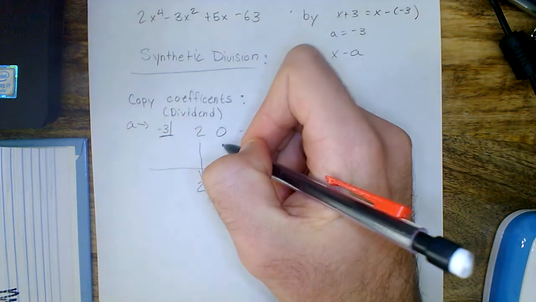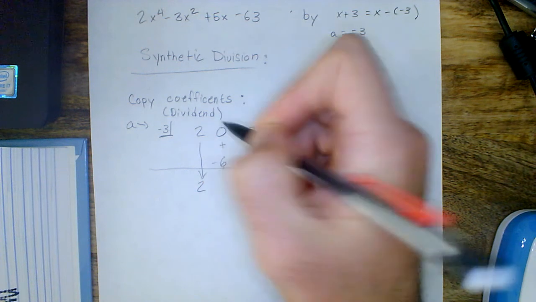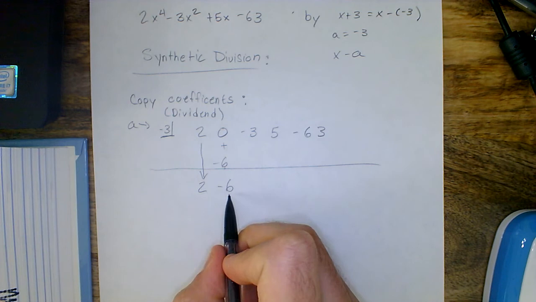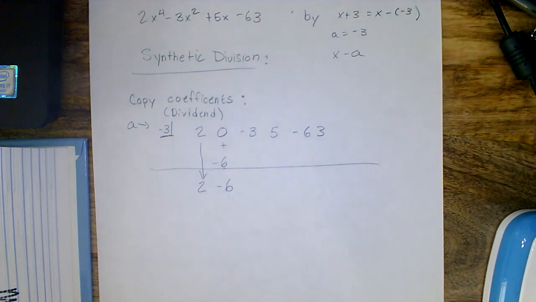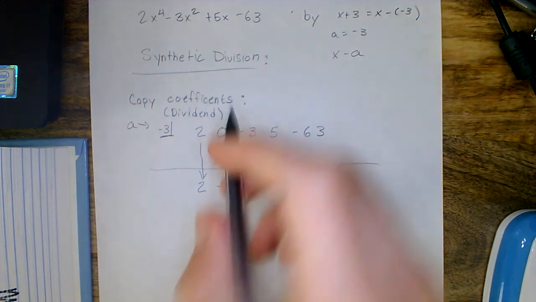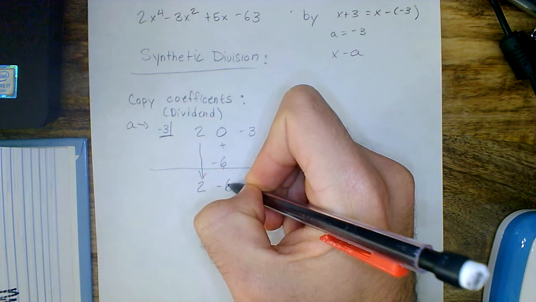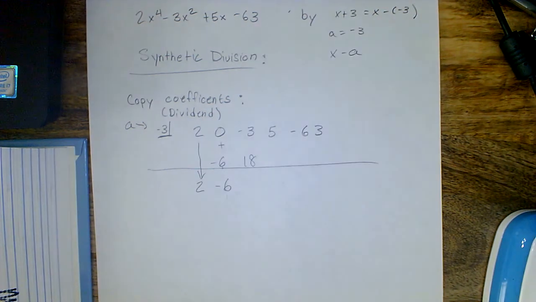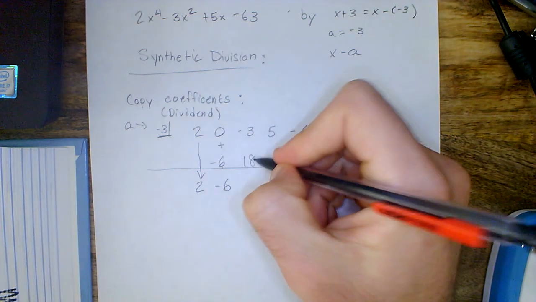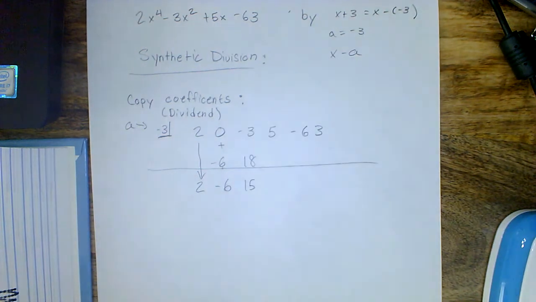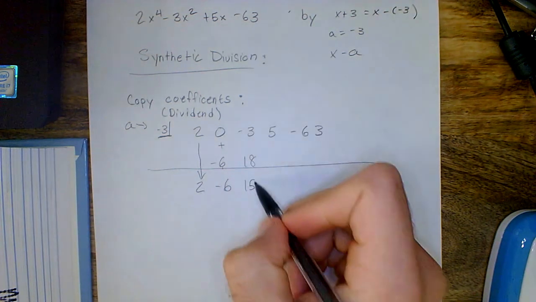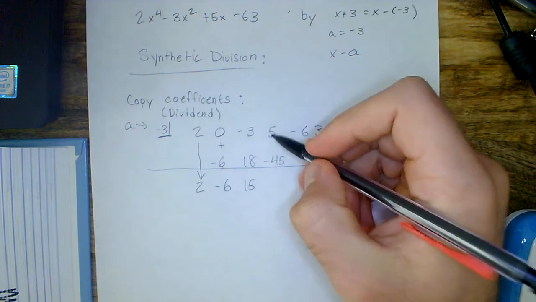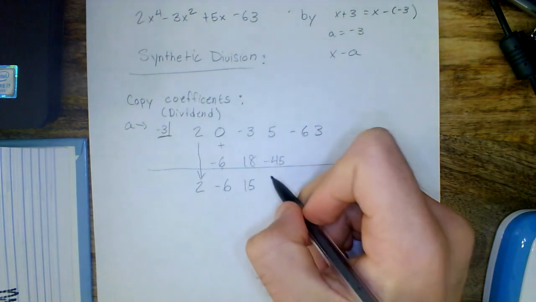Okay, then you add these two numbers. So 0 minus 6 is negative 6, and you write the sum right next to the 2. Okay, so again, now we repeat this process. So negative 6 times negative 3 is positive 18. Then we're going to add negative 3 and 18, so this is 15. Now we take 15 times negative 3 and write it up here. And we keep doing this process.